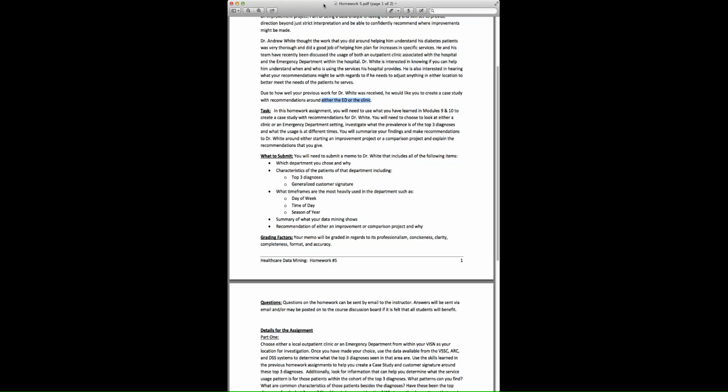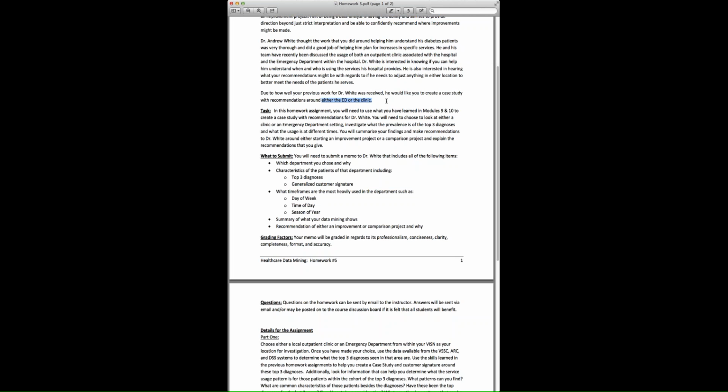What you should be seeing now on your screen is the PDF file for the assignment. It's the same thing you should be able to download from the course website. The big thing to note here is that you are choosing either the emergency department or a clinic. You do not need to do both. You're not researching both. You are doing one or the other.